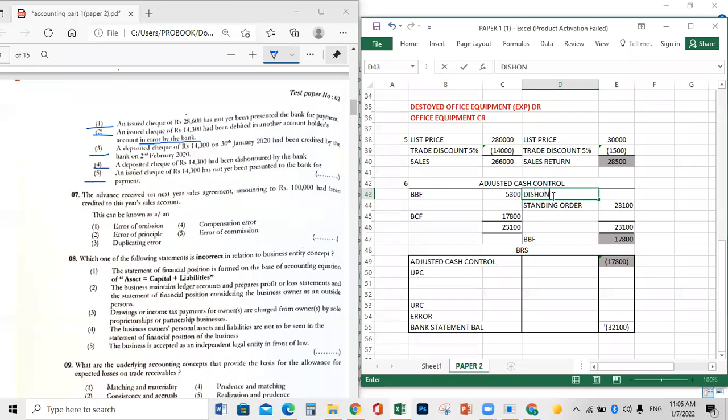I'll say here, dishonored check. Remember, when you deposit, cash control is debit. It's an omission, guys. Usually dishonored checks, only after you receive the bank statement will you see that there is a dishonored check. So it is always omitted. You will wait till you receive the bank statement to record it, and you will record it in the adjusted cash control. So there is a dishonored check of 14,300. Let's see whether you're getting the answer.